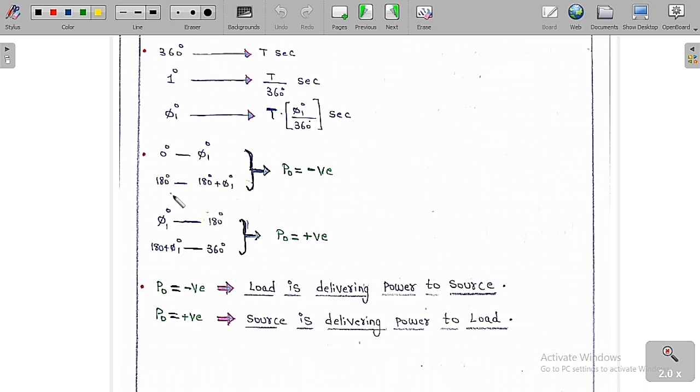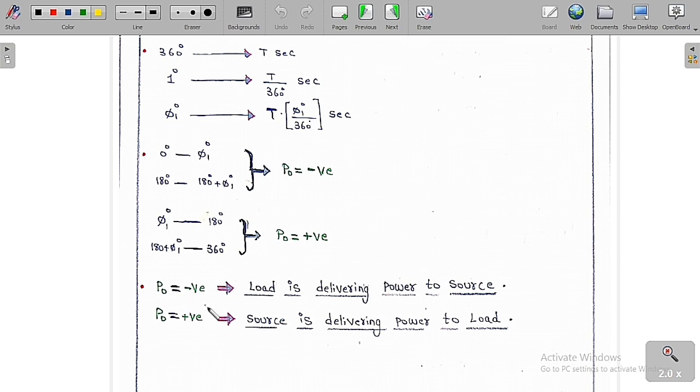So from 0 degree to phi 1 degree and from 180 degree to 180 plus phi 1 degree, in both these ranges the output power is negative. Whereas in the remaining range from phi 1 to 180 degree, the output voltage is positive and the output current is positive. If both are positive, the power is also positive. Similarly from 180 plus phi 1 to 360 degree, the output voltage is negative and the output current is negative, so their product is also positive. Therefore power is positive in these two ranges.